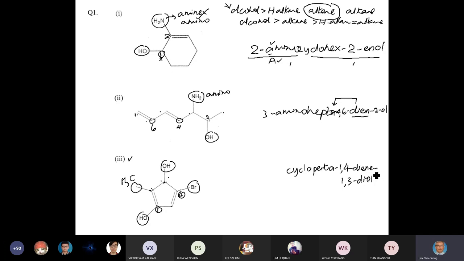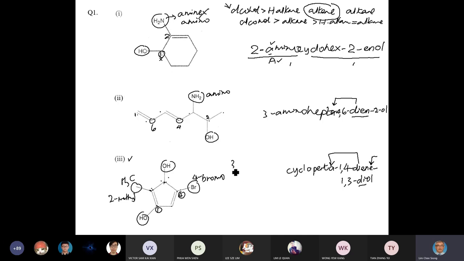diol. Remember with the di here you must keep the A. Penta. With the di here, you also must keep, what you keep? Keep the E. Don't erase the E. Okay? Then finally, what are the other groups? We got bromo, then we got methyl. Bromo is located at carbon number 4, and the methyl group is located at carbon number 2. So methyl followed by 4-bromo.